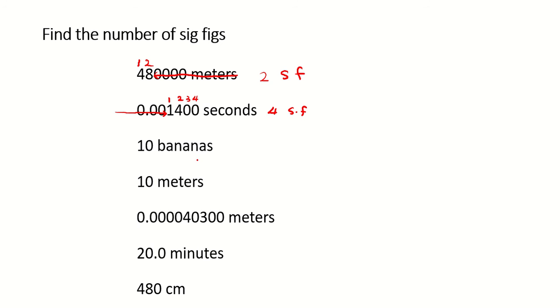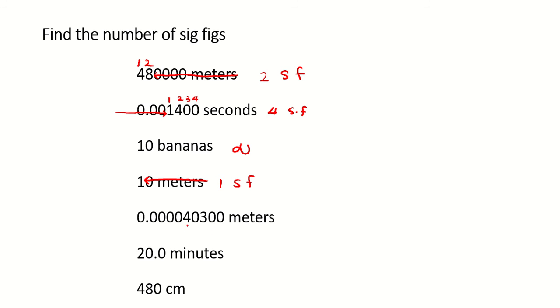10 bananas. Are you counting or measuring? You're counting. So this contains an infinite number of sig figs. 10 meters. Are you counting or measuring? You are measuring the length. Do you see a decimal or not? There is no decimal point. So draw the arrow in this direction until you hit the non-zero digit. You have only one sig fig.